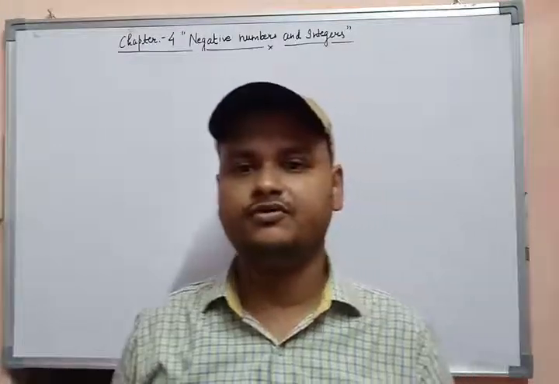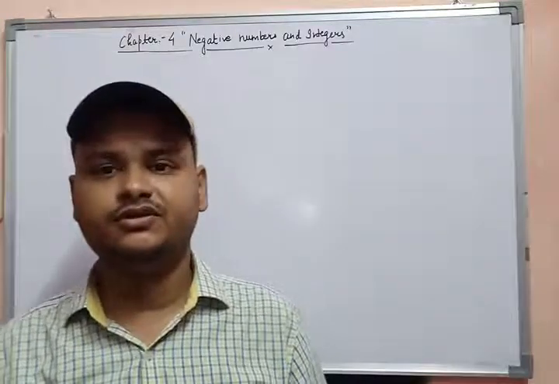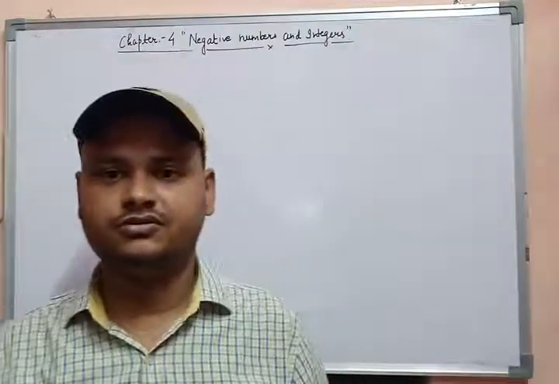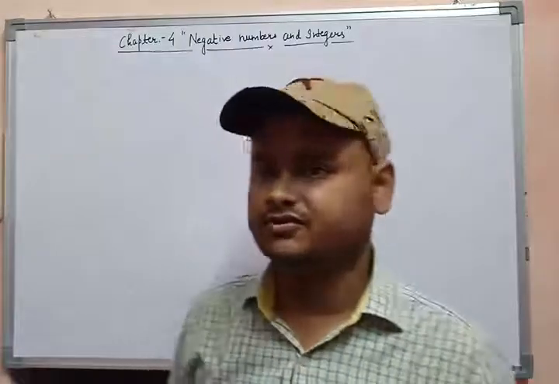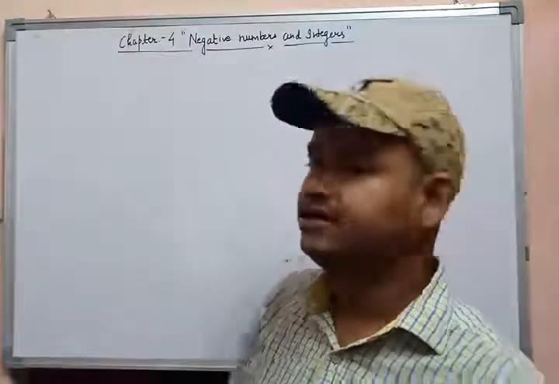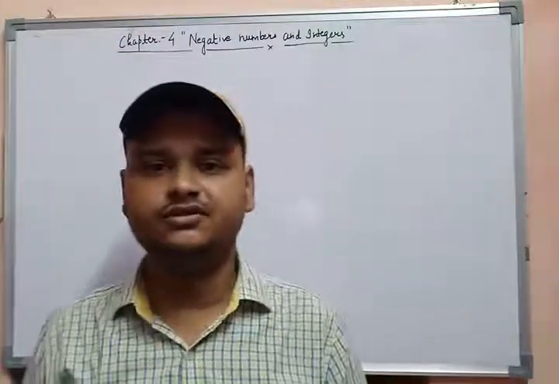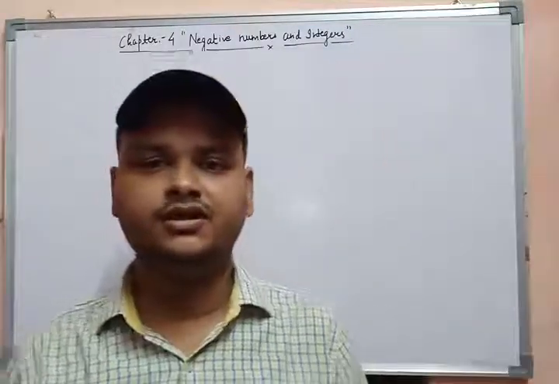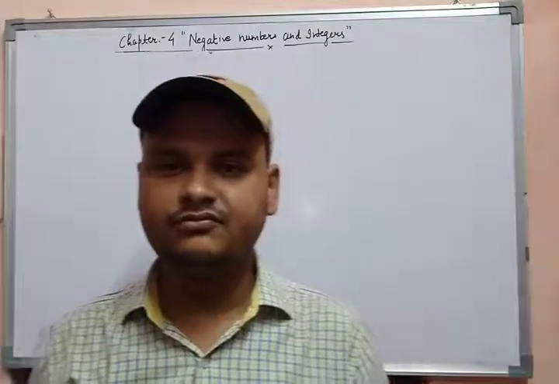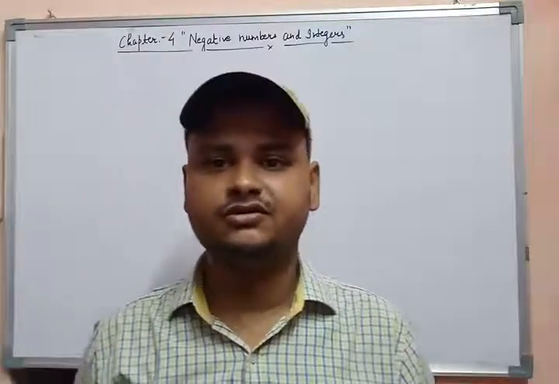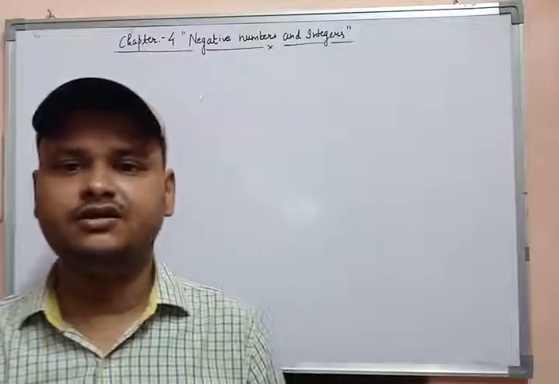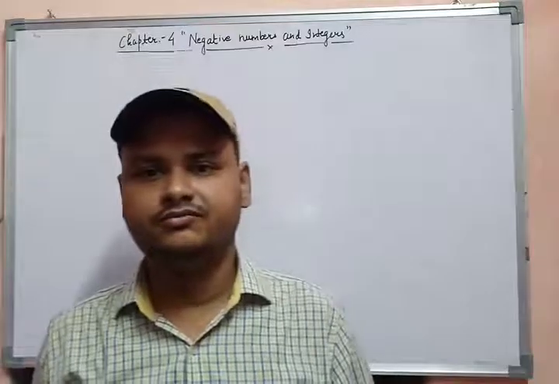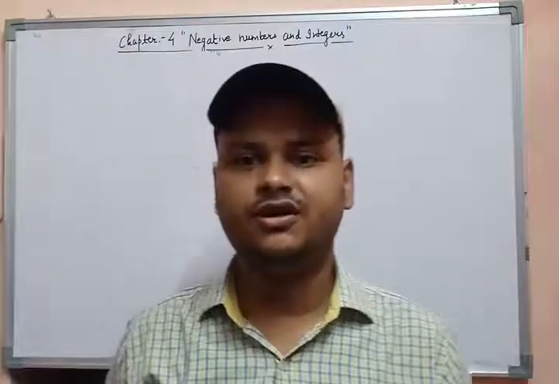The questions of exercise 3.2 have been finished now, so it is time to start a new chapter, which is called negative numbers and integers. Students, this is a very interesting chapter. You have studied that all the numbers greater than 0, like 1, 2, 3 and so on, are called natural numbers, and natural numbers including 0 are called whole numbers.